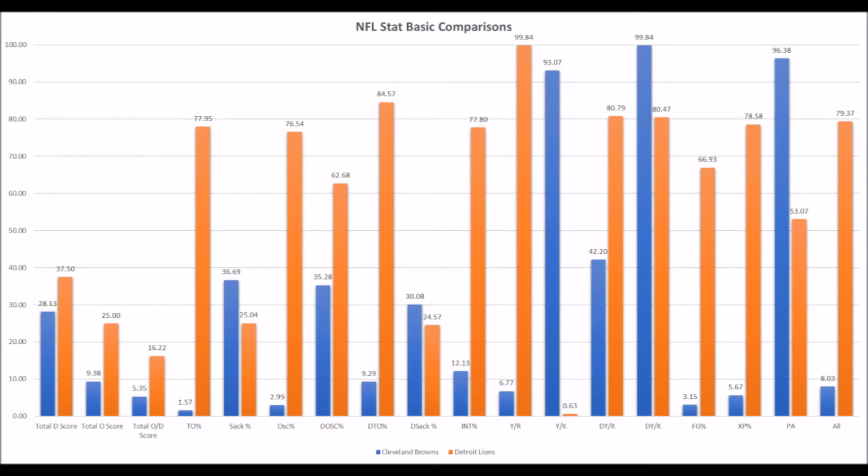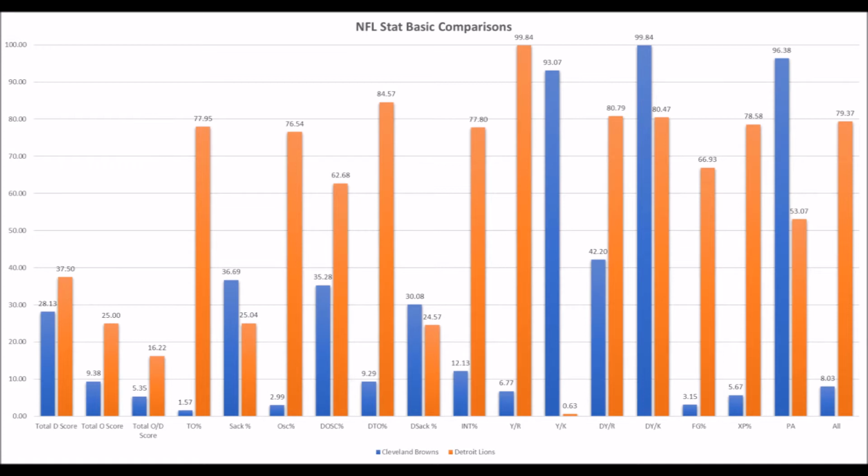So, starting with this game between the Cleveland Browns and the Detroit Lions. When it comes to the NFL stat basic comparison data, and basic comparison data is essentially stuff that looks at how the offense is doing, how the defense is doing, and how the special teams is doing, the overall data favors the Lions. No doubts about it. Let's just go through it.